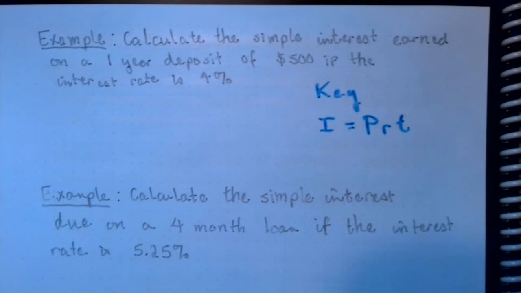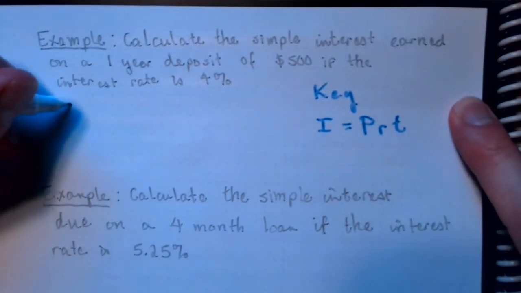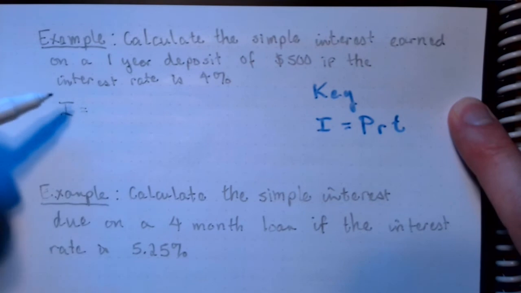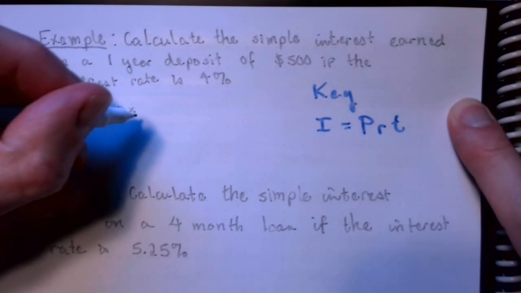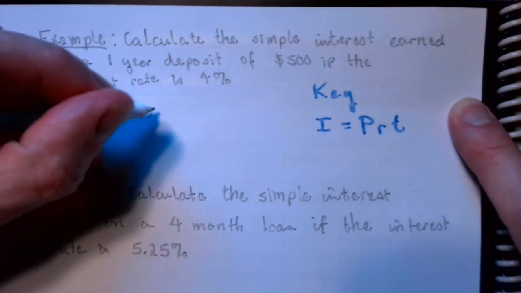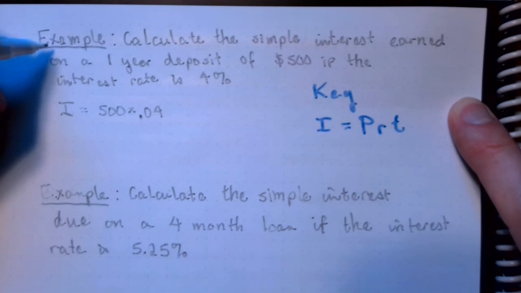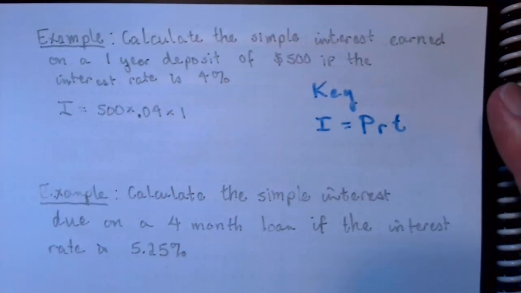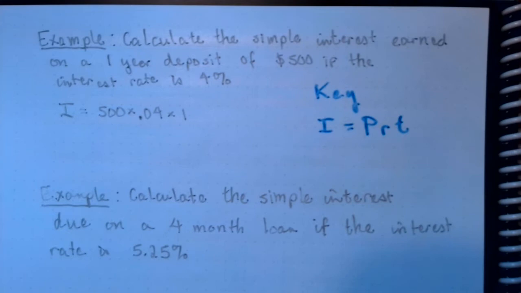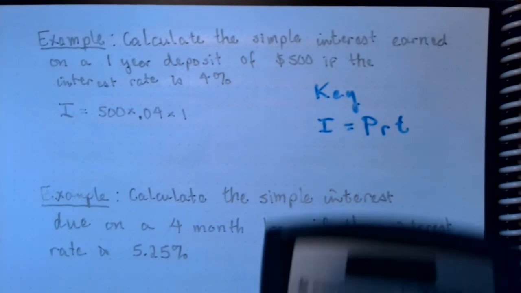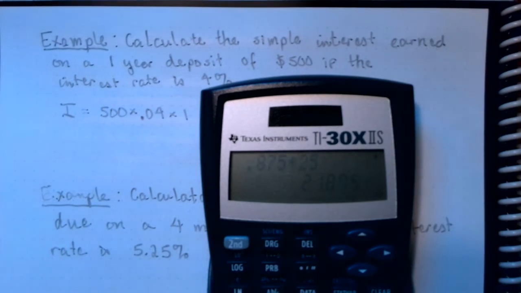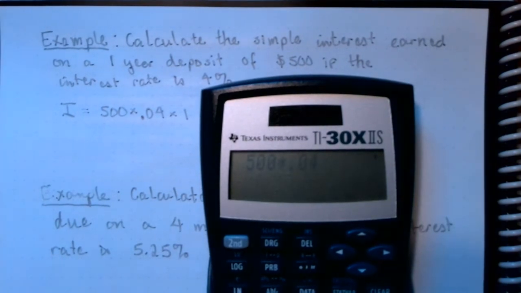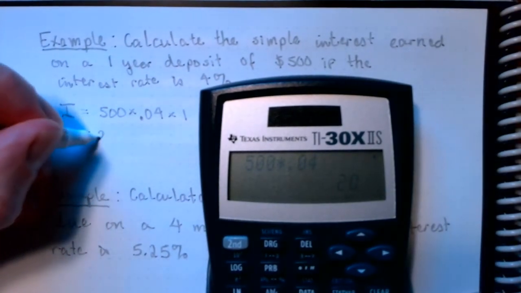Okay, so we've got all the ingredients here to calculate the interest. The principal is $500. The rate is 0.04, and the time is 1 year. It was already given to us in years. Now, when you're working with these problems, I recommend you have a dedicated calculator to use on these things. So 500 times 0.04, and that gives me $20 worth of interest.